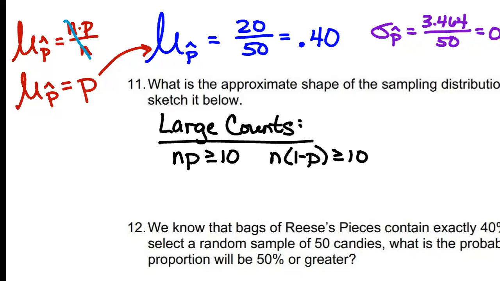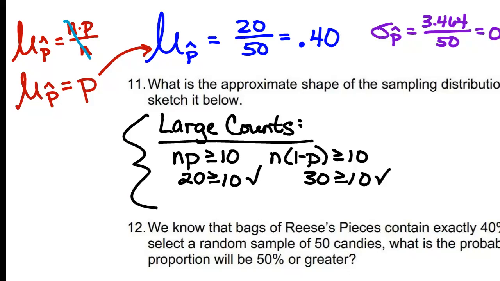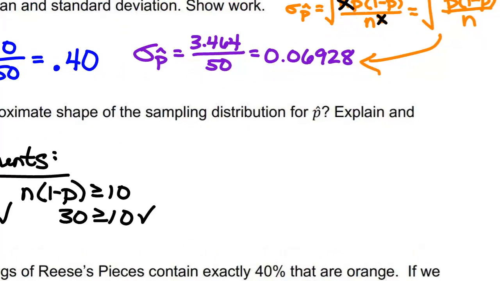So do my large counts change at all here? Nope. I'm going to have 20 is greater than or equal to 10. 30 is greater than or equal to 10. This is the same as before. So what's my approximate shape then? It's approximately normal.